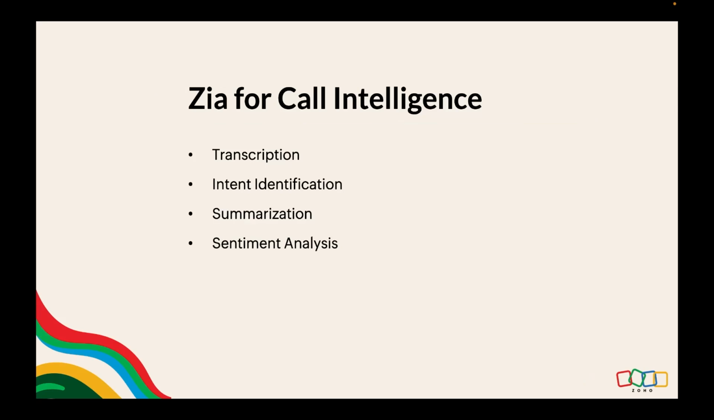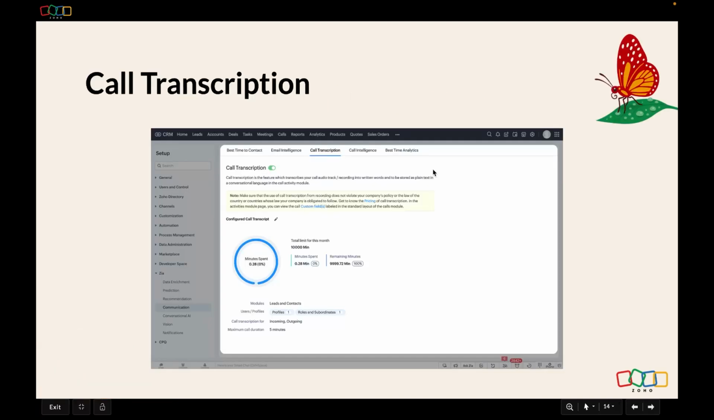Then we come to call intelligence. Calls are great and easy to handle when it's just a few. When it's 10 or 20 calls, it's easier to deal with. But if you have a higher volume, you'd need a little more help. So similar to emails, you'll have the ability to identify intent. You'll have the ability to see summaries of calls and of course, sentiment. Apart from that, you can also have the transcriptions of all your calls with your leads. We'll just see how that works. Again, just to start things off, you will need to turn on these features.